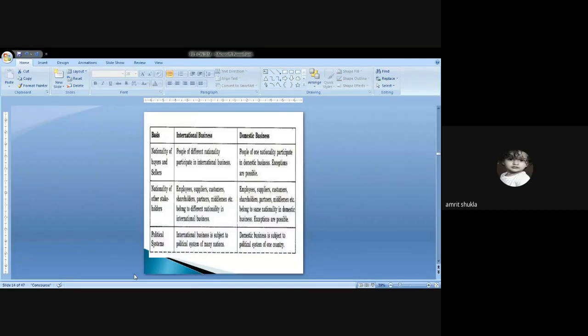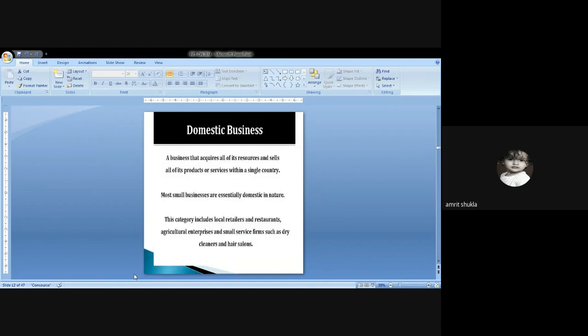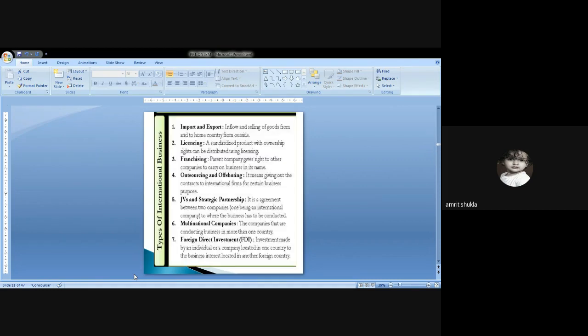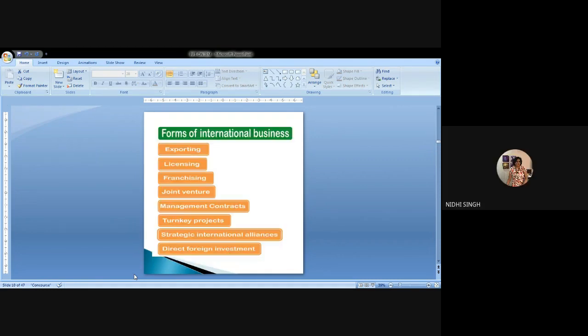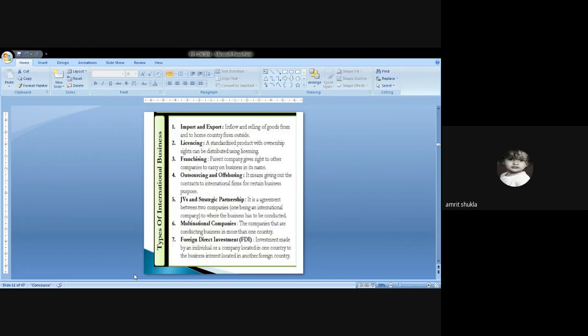Excuse me, ma'am. In the last slide you discussed licensing, and one more term is franchising. What is the difference between both? Because in both cases we are giving a right to sell the product in the company's own name. So what is the difference between licensing and franchising?